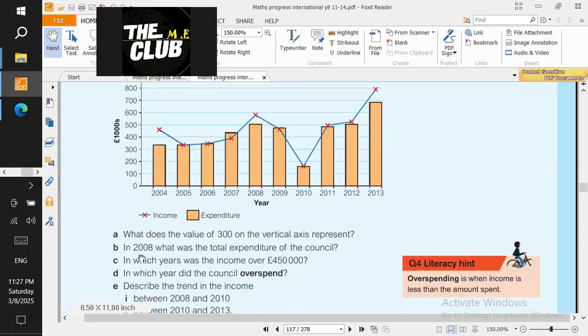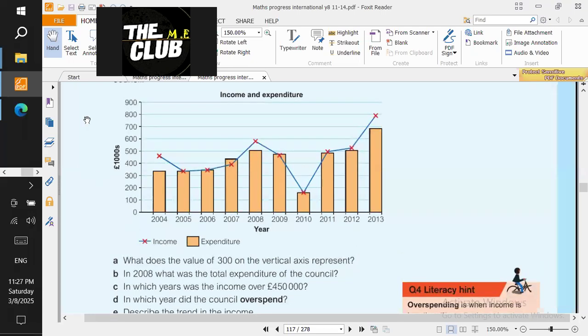Okay? Now, what does the value of 300 on the vertical axis represent? The 300 here, what does it mean? It's 300,000, because each one is 1,000, so 300,000 pounds. In 2008, what was the total expenditure of the council? 2008, the expenditure, which is the orange one, how much money was it? It's 500,000, right?